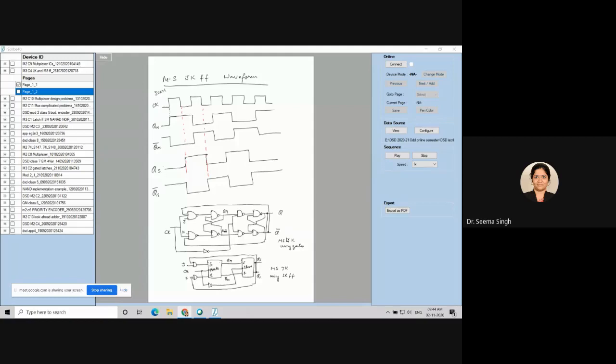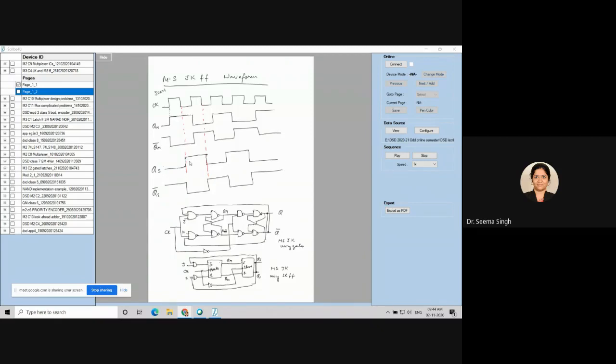Q and Q bar of the slave is your output. So if I want to see the output, I should see only the second last and last waveforms. The last waveform is QS bar and the second last waveform is QS. So this is your actual output.